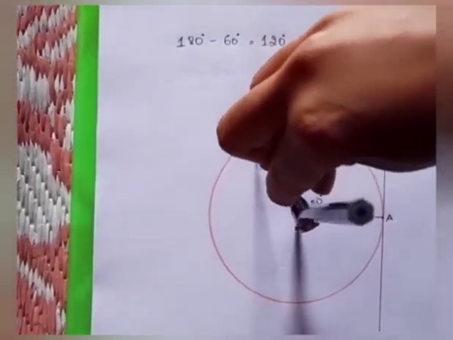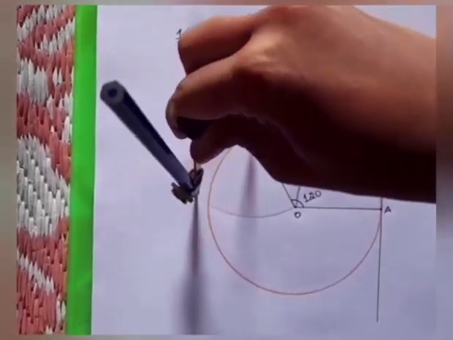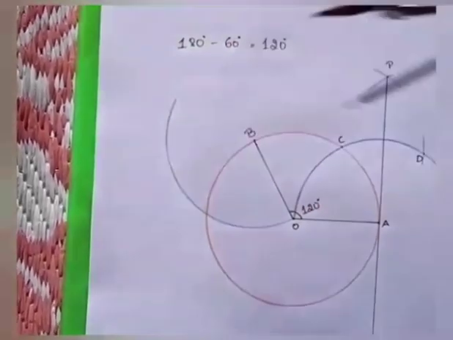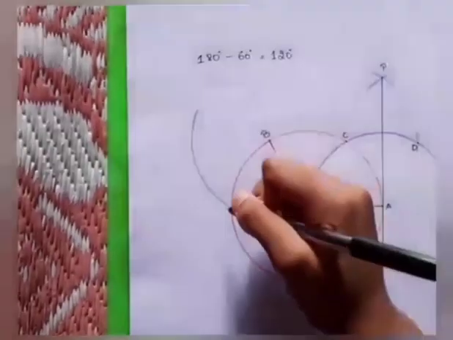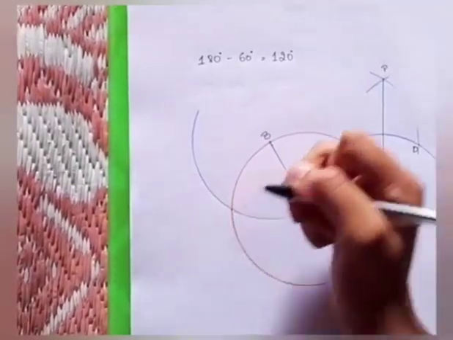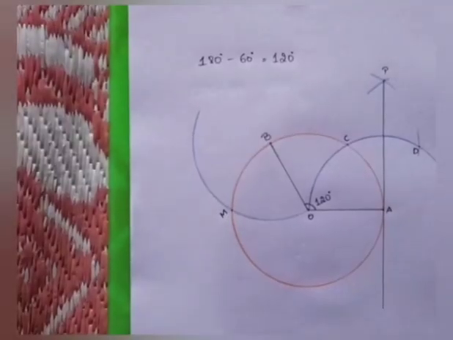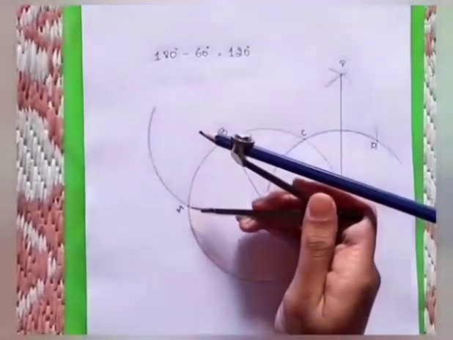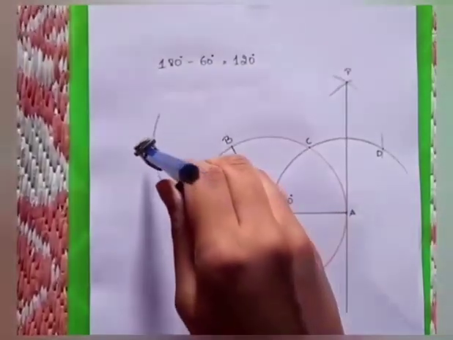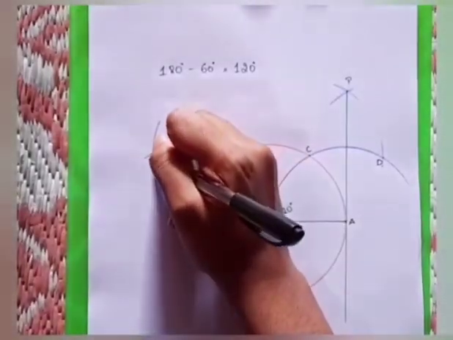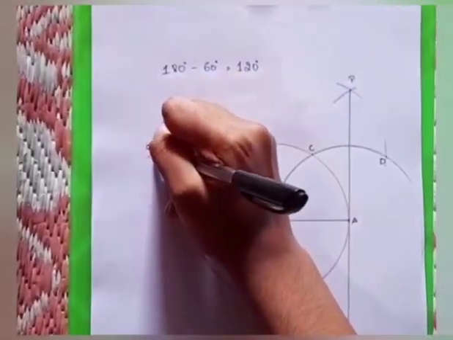Keeping the compass at point B, draw another semicircle. It should touch the center of the circle. Mark that point as M. Now take the compass, keep it at the point M and cut an arc. Mark that point as S.